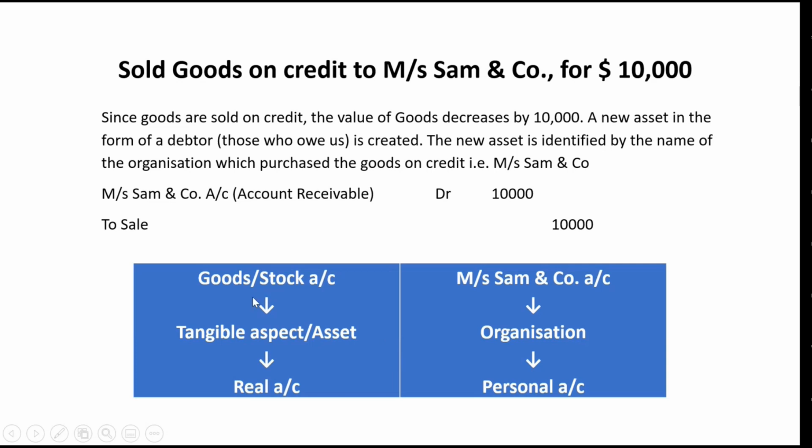So in this case, goods are tangible, real, and the name of the person is Sam and Company, name of the organization is here, so this is the personal account. According to the personal rule, we will do this one, debit the receiver and credit the giver, right? So in this case, what is happening? Messrs. Sam and Company is here. We have sold goods to Messrs. Sam and Company. He is the receiver of the goods. So debit the receiver, and the sale has gone from the business. Sale is real account, credit what goes out. So that's why this is credit.